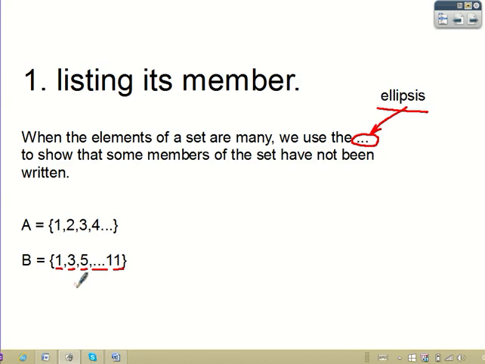And so that is how we use the ellipsis to indicate that, for the sake of space, not every member of a set has been shown.